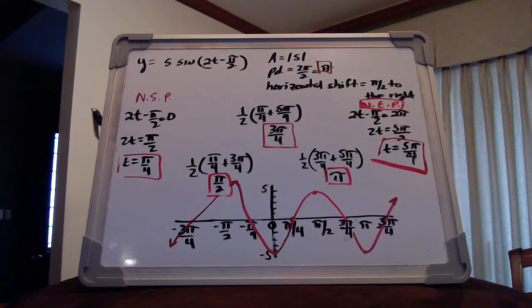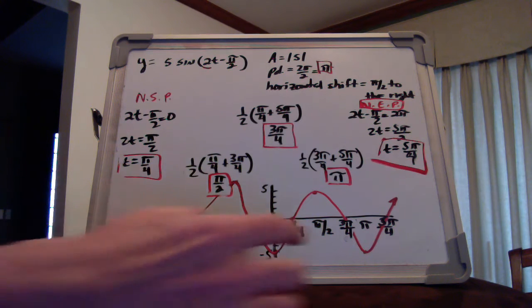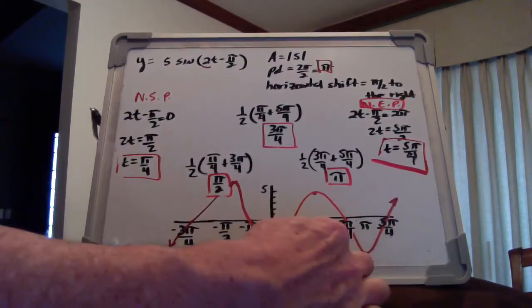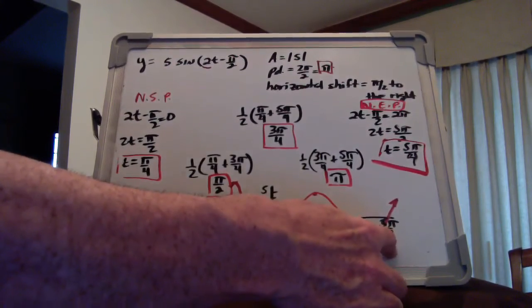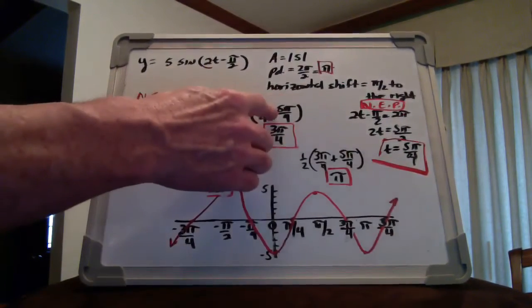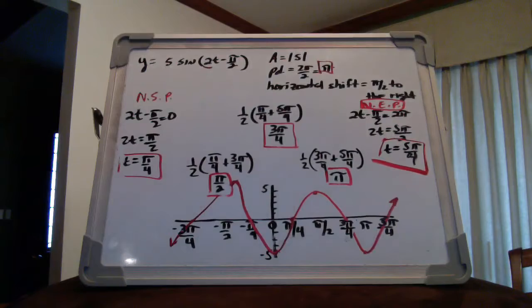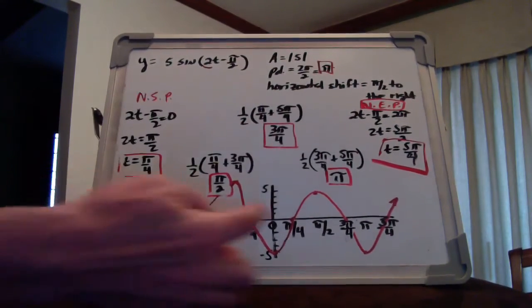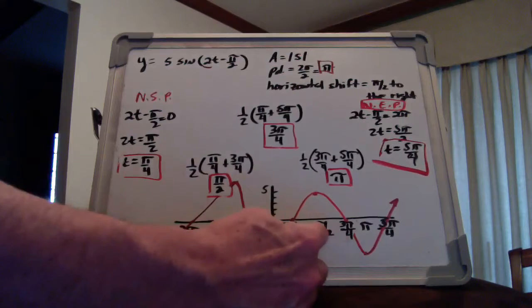Before, I said that I use the midpoint theorem, so here's where I'm going to use it. If I want to find the midpoint between these 2, my NSP and my NEP, I take these 2, add them together, and then multiply by 1/2. So then the midpoint between those 2 is 3 pi over 4. Look at that. That's right smack in the middle of these 2.